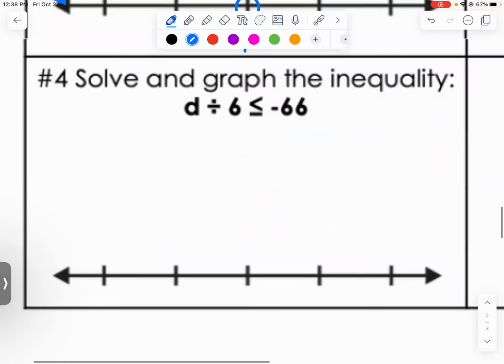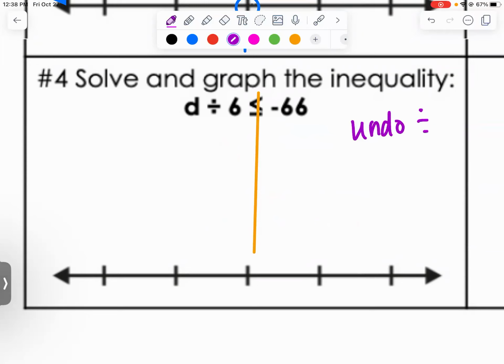Let's look at number 4. Brady, what do we need to do to both sides to solve this one? We need to undo our division by multiplying both sides by 6. So we get D, oh my, what's 66 times 6?